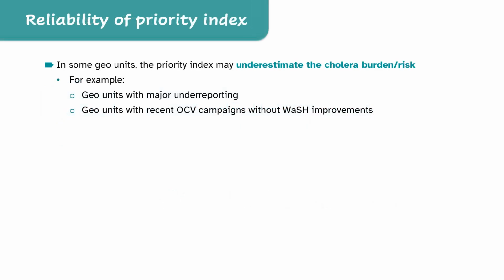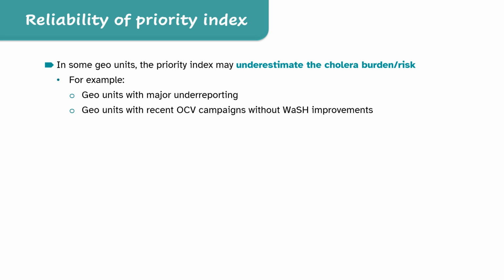Before using the priority index to guide decision-making on PAMI, it is important to reflect critically about its reliability to determine whether in some geographic units it may underestimate the cholera burden or the cholera risk. For example, if in some geographic units there are surveillance gaps such as major underreporting, because the priority index is derived from surveillance data, it may underestimate the cholera burden.